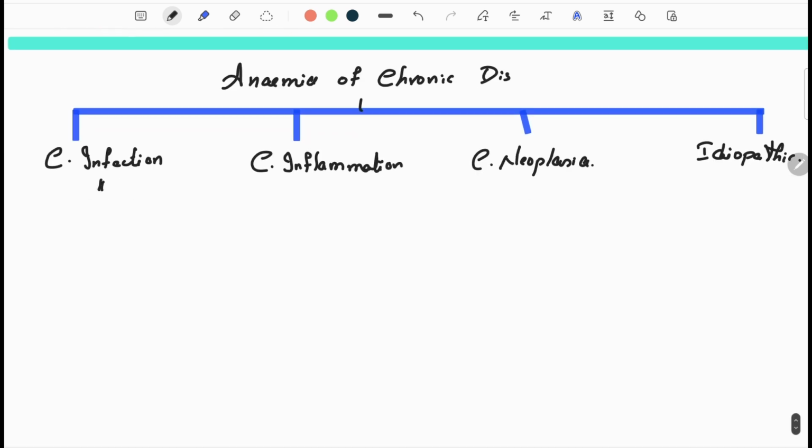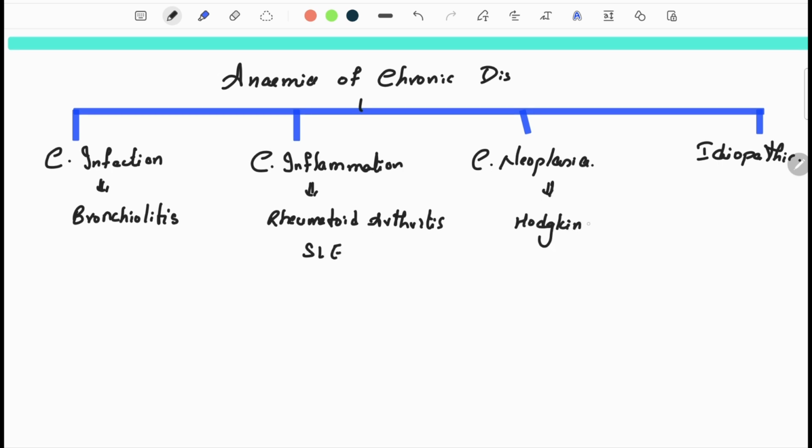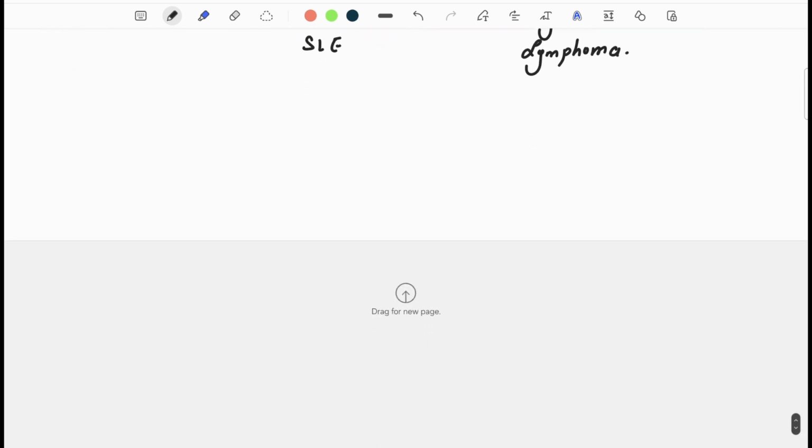So, chronic infections like bronchiolitis, anemia of chronic diseases can be common, and chronic inflammatory conditions like rheumatoid arthritis, SLE, and neoplasia like Hodgkin's lymphoma. So, these are the conditions in which we can observe anemia of chronic diseases.